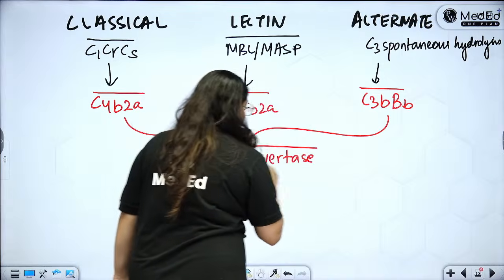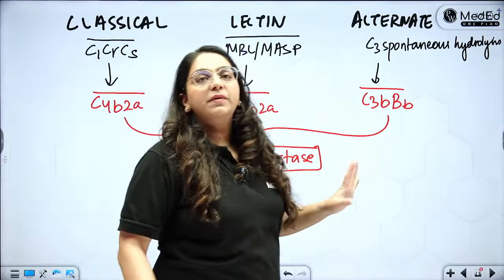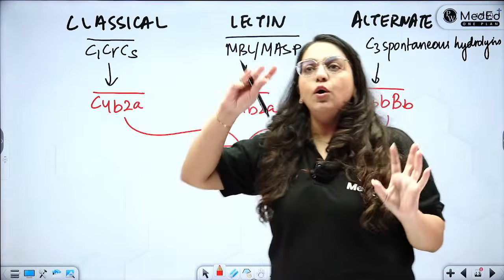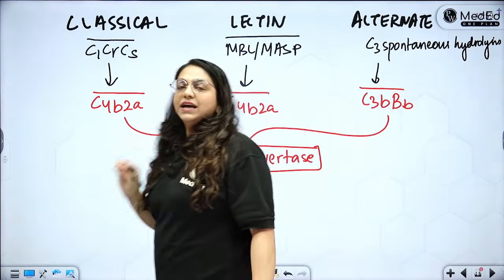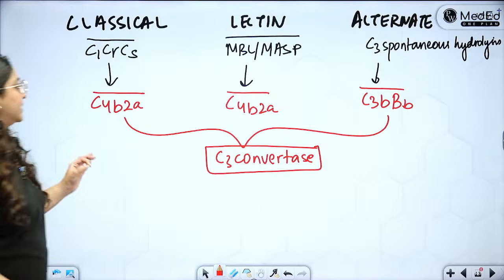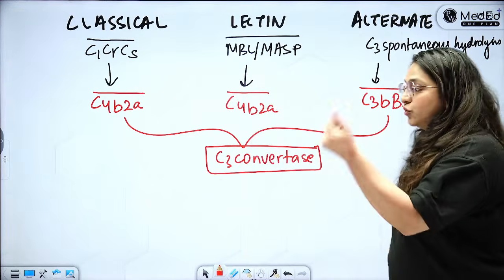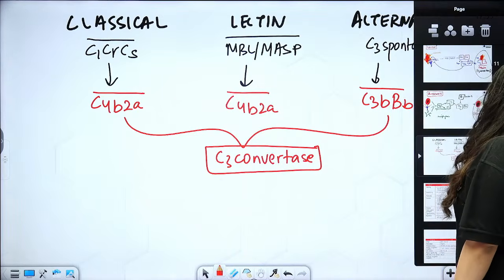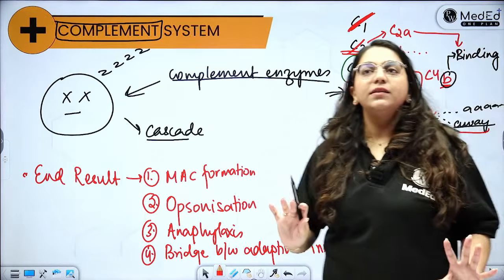Correct? So when you write that the starting points of all three complement pathways are different, but they all come together and converge into a single C3 convertase, that is very much true. Yes, they have all converged into a single thing, which is C3 convertase. What will C3 convertase do? It will kickstart C3. How many enzymes had we consumed? Now C3 was pending in the middle.